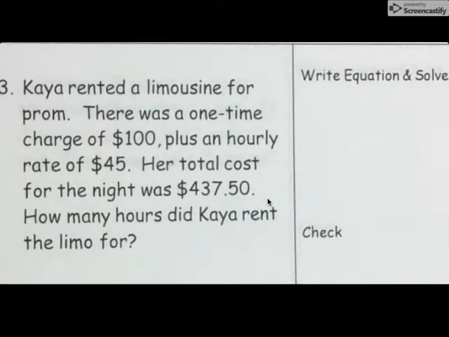Okay, so now we are looking at number 3. Kaya rented a limousine for prom. There was a one-time charge of $100 plus an hourly rate of $45. Her total cost for the night was $437.50. How many hours did Kaya rent for the limo?